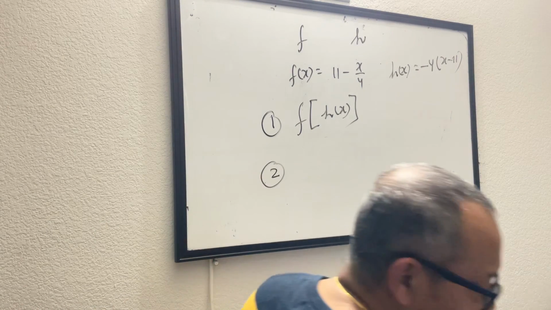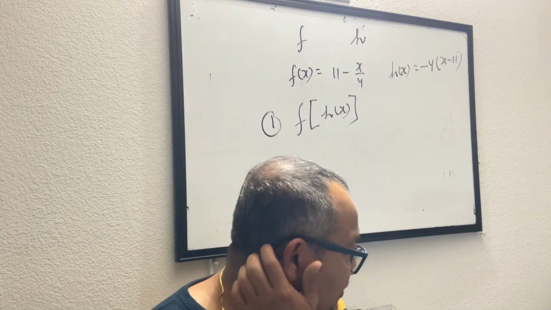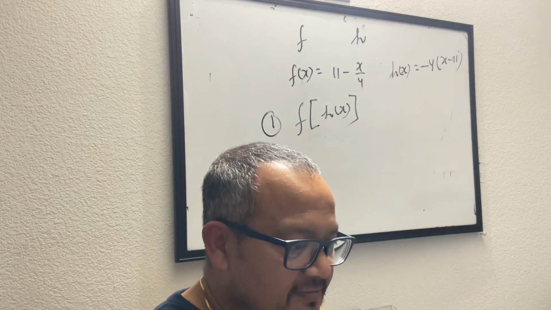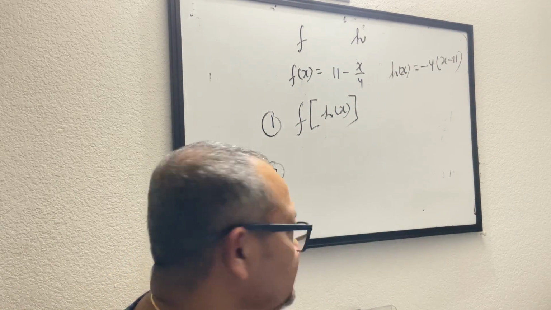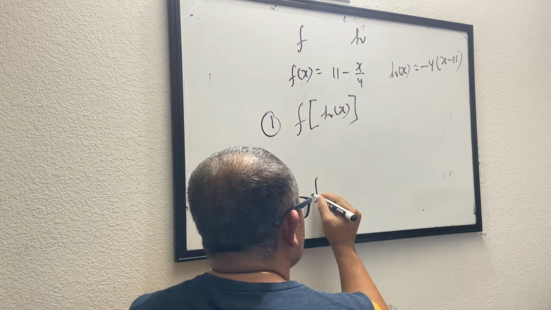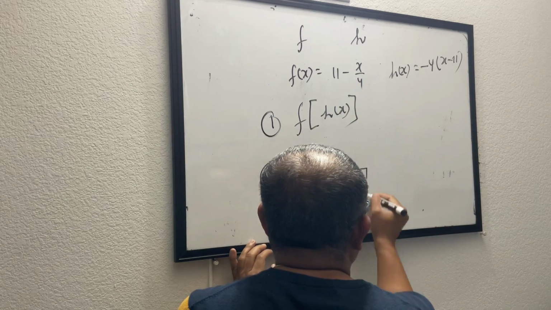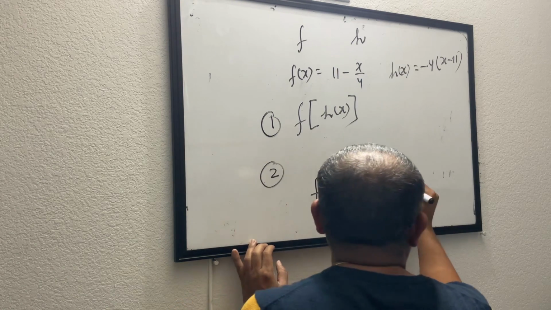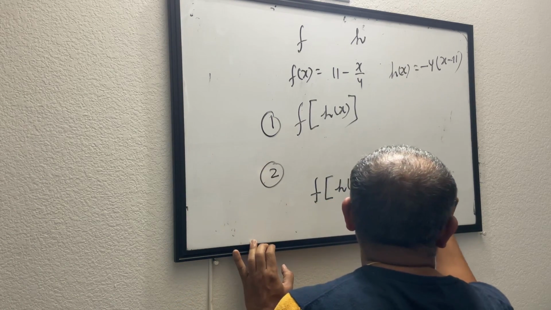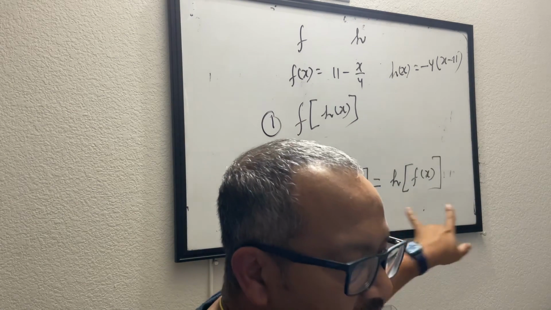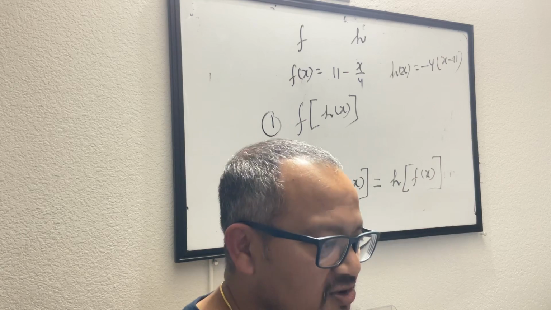Now, if you guys remember, what do we mean by inverse? If I say function f and h are inverse, what do we mean by that? f of h of x, if this is equal to h of f of x, meaning when the order of composition doesn't matter, that is when we say they are inverse. Yeah?